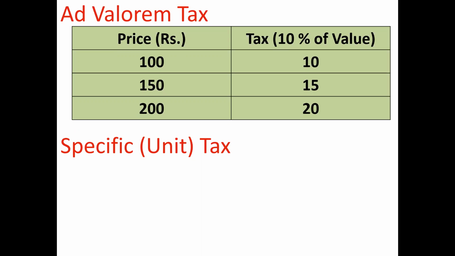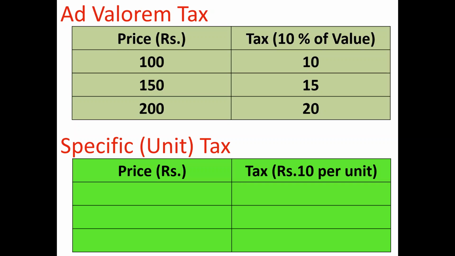But in a specific tax, what happens? Tax is charged as a fixed amount, say 10 rupees for a unit. 10 rupees for a unit. That's not changed. Say, assume the price is 100 rupees, the tax is 10 rupees. The price is 150, the tax is 10 rupees. The price is 200, the tax is 10 rupees.